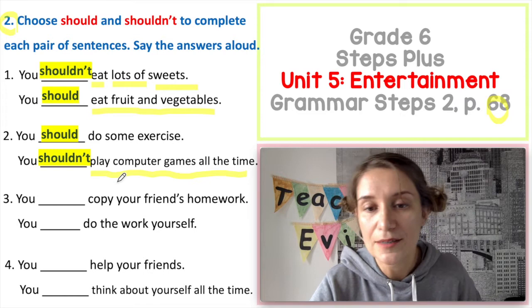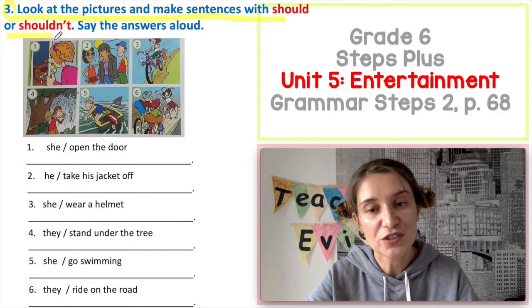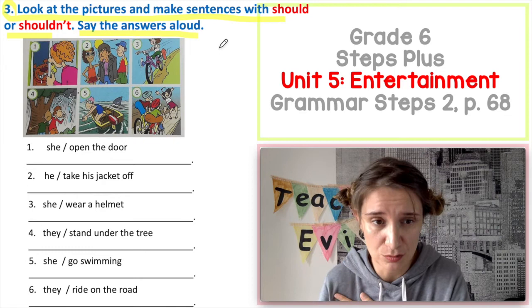Okay, let's go to exercise number 3. Ćwiczenie numer 3. Look at the pictures and make sentences with should or shouldn't. Popatrz na obrazki, stwórz zdania z should i shouldn't. Say the answers aloud. Powiedz odpowiedzi na głos. Zawsze wszystkie ćwiczenia sobie mówcie na głos na koniec, bo po pierwsze sobie sprawdzicie, czy dobrze zrobiliście, a po drugie poćwiczycie też mówienie i czytanie po angielsku, więc to dobrze.